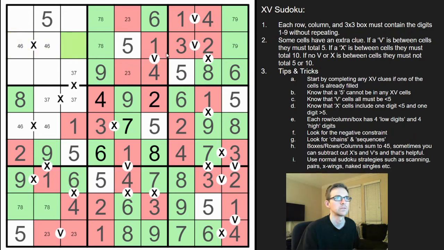What the hell is this digit? 8. Okay, 8. So one of these two are 8s, right? Oh, here. That makes this a 7. That's an 8. Now this can't be a 2 because of the negative constraint. That makes this now a 7 because the 3 below it. There we go. That unwinds all of that.